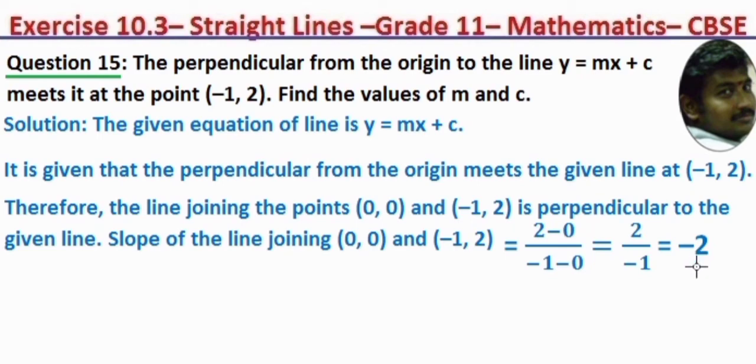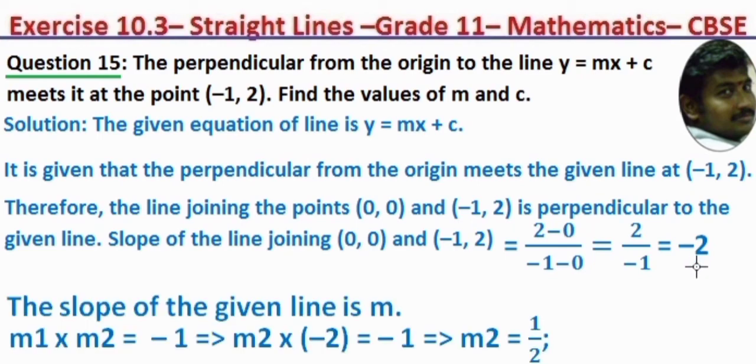We know both lines are perpendicular. That's why, if the slope of the given line is m, we can think m1 into m2 equal to minus 1. This is when two lines are perpendicular. So one slope we have found is minus 2. Another slope we do not know. So m into minus 2 is equal to minus 1, according to the formula. Minus 2 transposed to this side, what will happen? Minus 1 by minus 2. So the slope is 1 by 2.